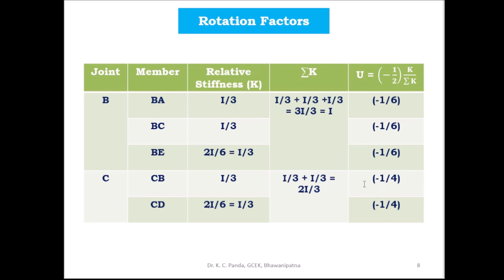So here you find out UCB is equal to minus of I by 3 divided by 2I by 3. So this is equal to minus 1 by 4. Similarly, find out the rotation factor UCD. UCD is equal to minus of KCD divided by KC. So here KCD is given I by 3 and KC is equal to 2I by 3. So UCD is equal to minus of I by 3 divided by 2I by 3. So this is equal to minus 1 by 4. So these are the rotation factors for the members BA, BC, BE, CB and CD.